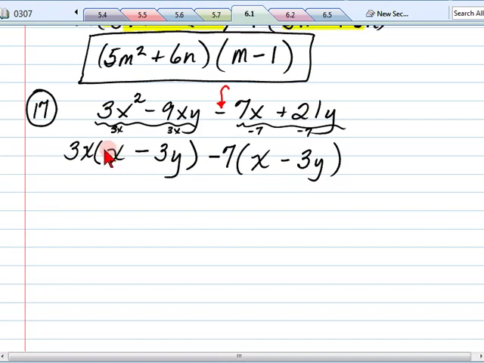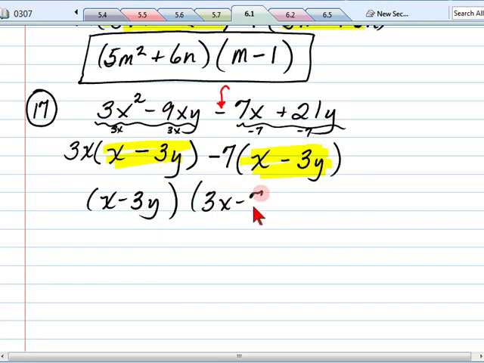And I have every confidence that I'm doing it right because I got identical binomials. Write that binomial down, X minus 3Y. And what's the other factor? 3X minus 7.